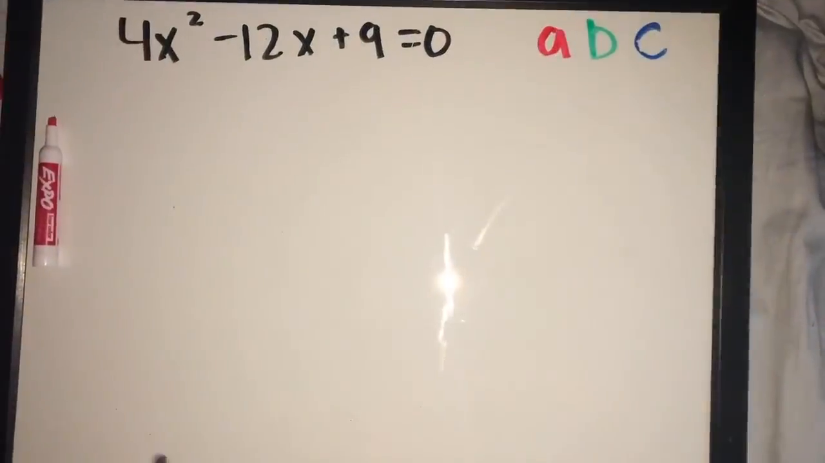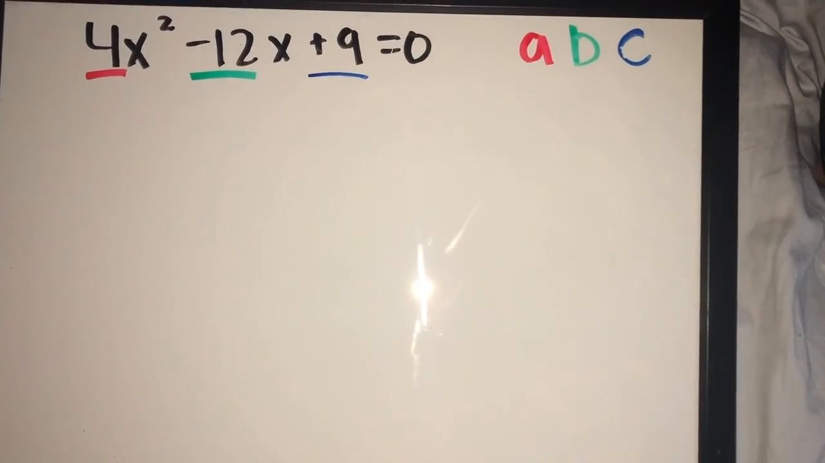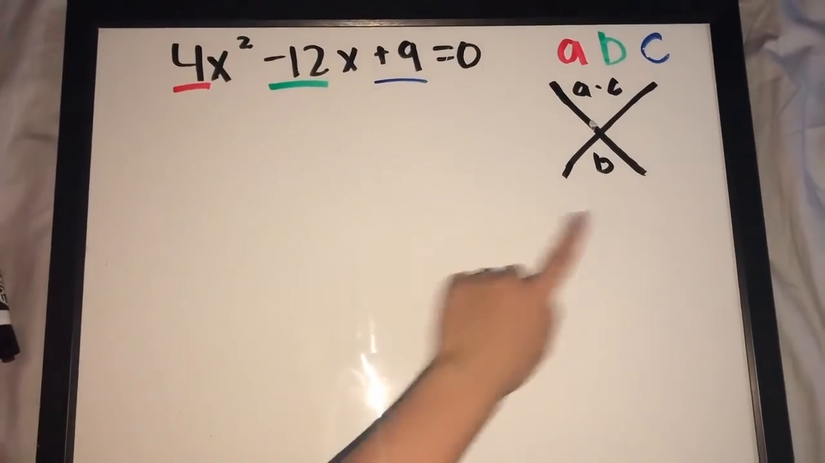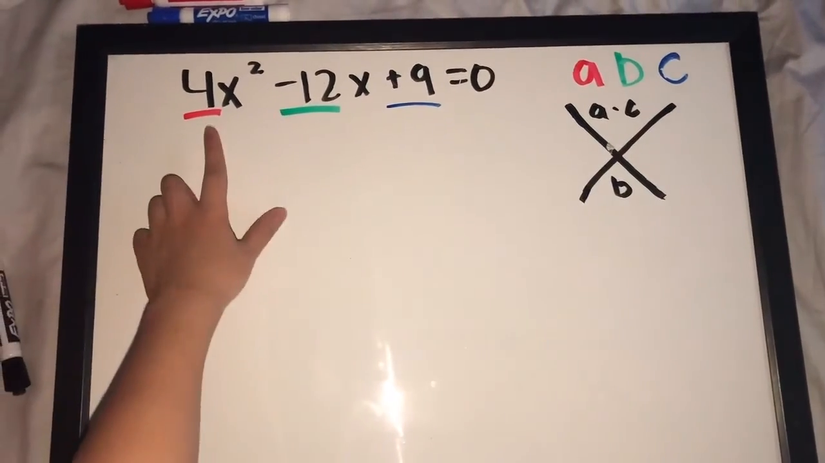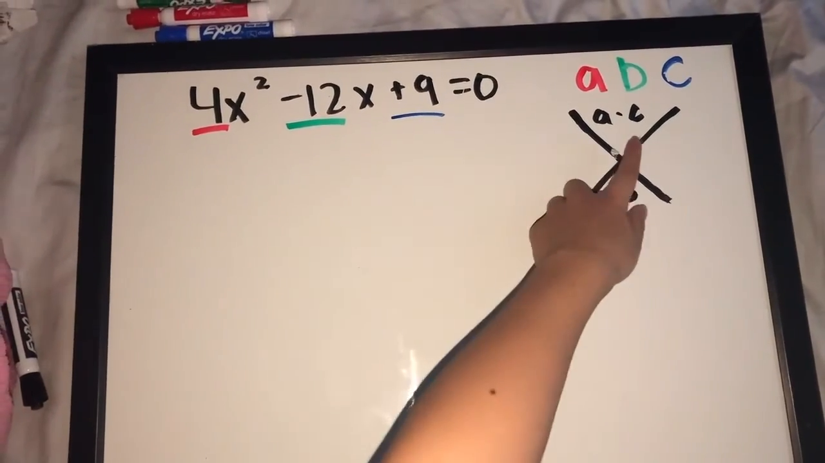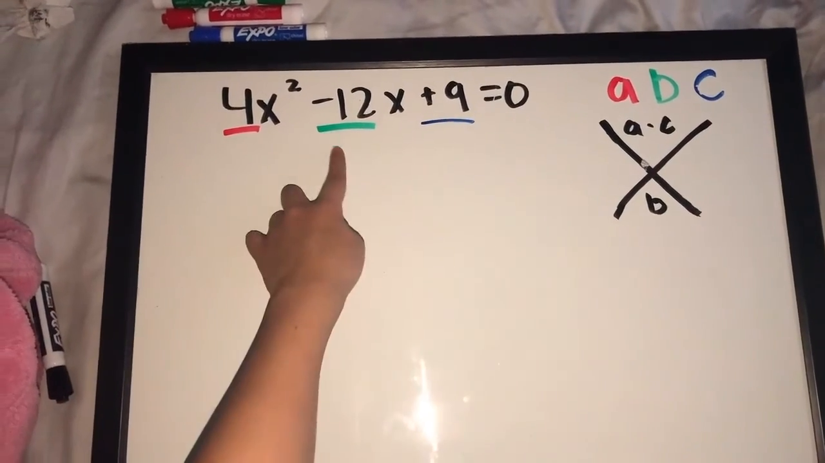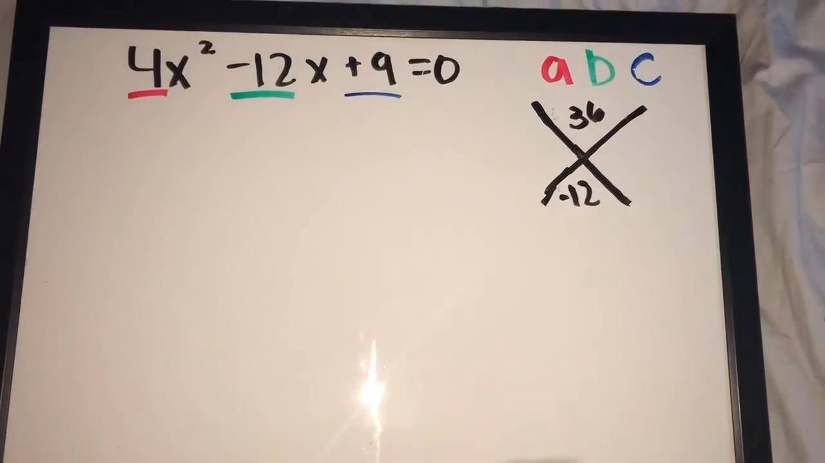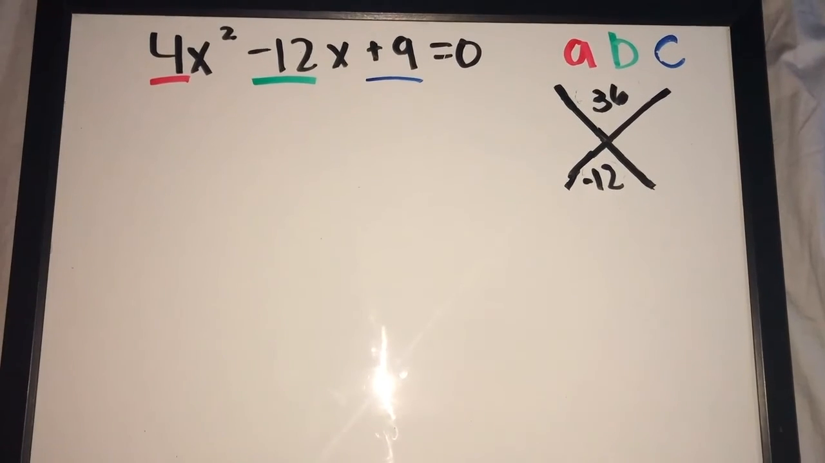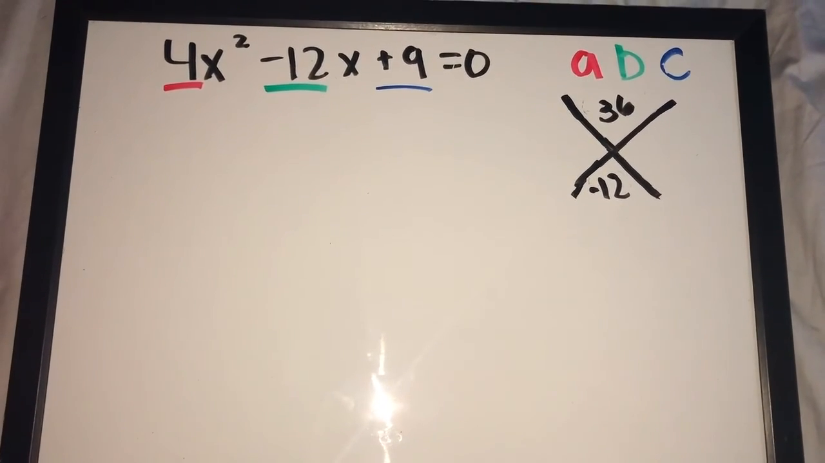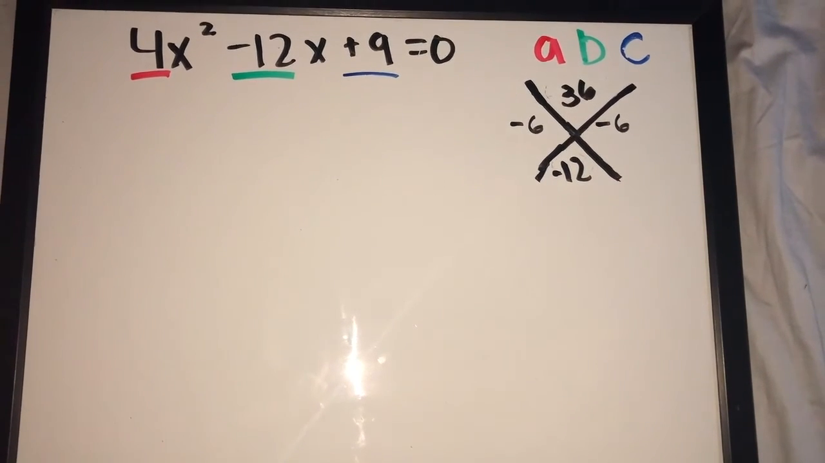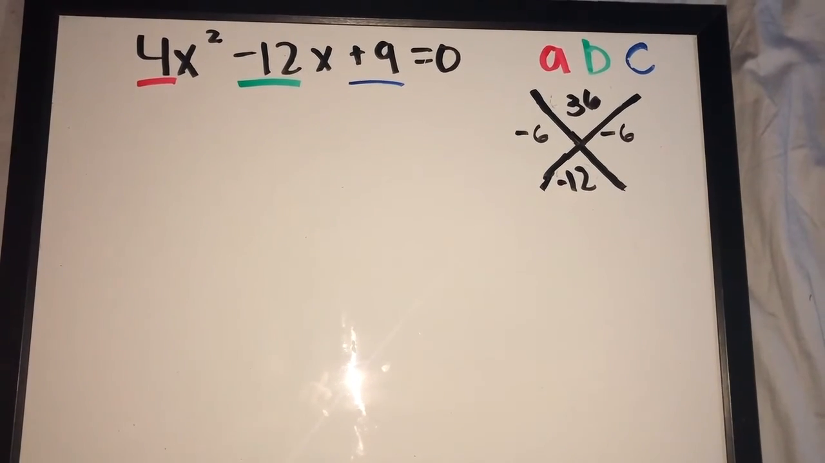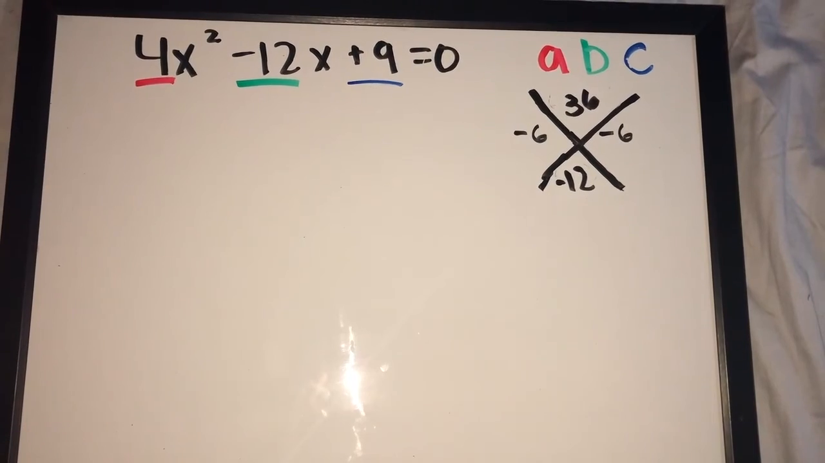Now we're going to identify our A, B, and C. Next, we're going to use our diamond method on the side. So first, on top goes A times C. So 4 times 9 is 36. And our B is negative 12. Now what two numbers multiplied together equals 36 and added together equals negative 12? We do negative 6 times negative 6. Let's check. Negative 6 times negative 6 is 36. And negative 6 plus negative 6 equals negative 12.